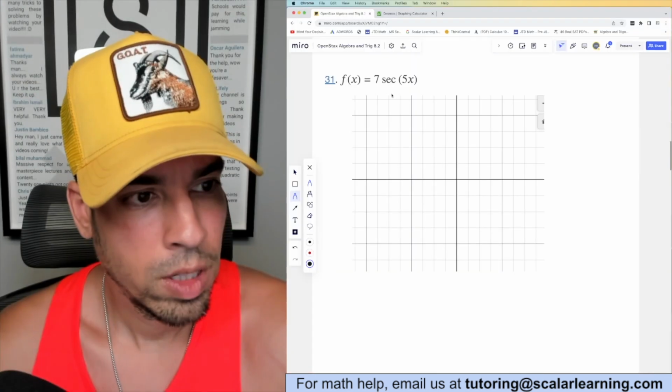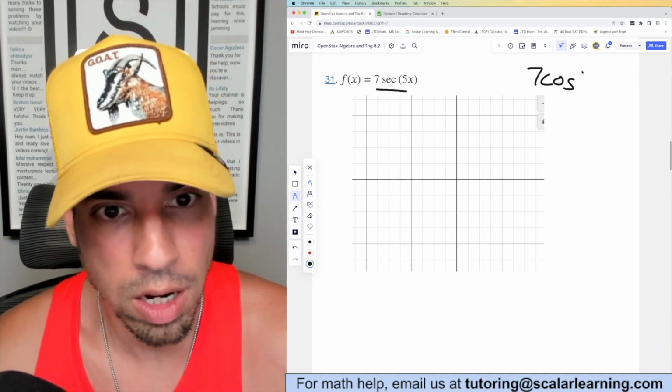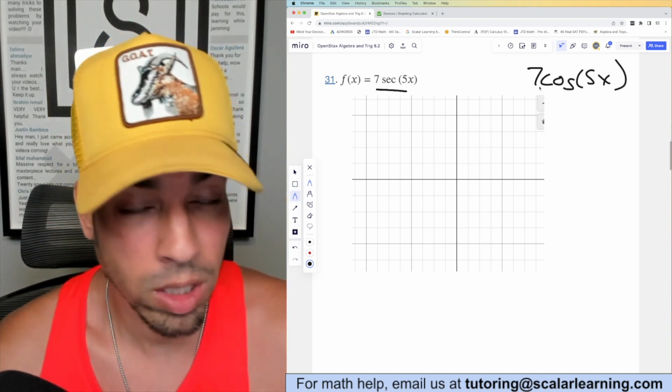Boom, done. So for this one, since we're graphing secant, I'm going to actually graph cosine. So I'm going to graph 7 cosine of 5x, and then we're going to use that to graph secant.